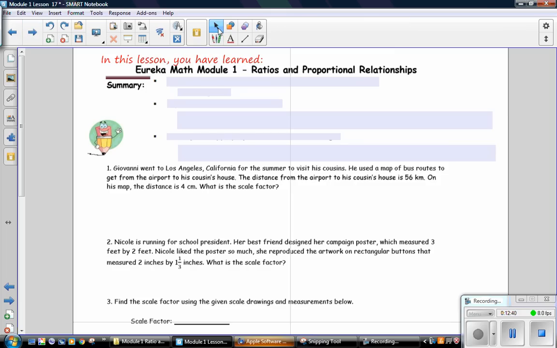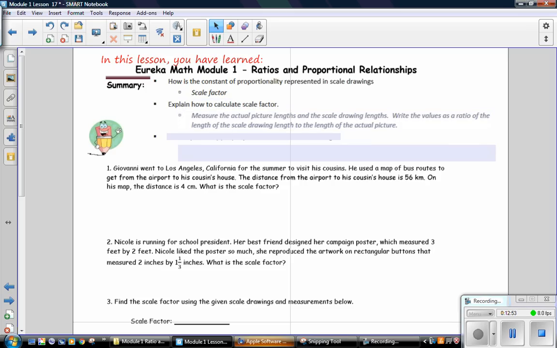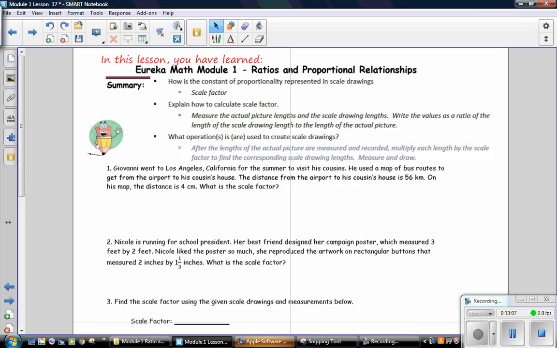In this lesson, you have learned: how is the constant of proportionality represented in scale drawings? It is the scale factor. Explain how to calculate the scale factor. Measure the actual picture length and the scale drawing lengths. Write the values as a ratio of the length of the scale drawing length to the length of the actual picture.